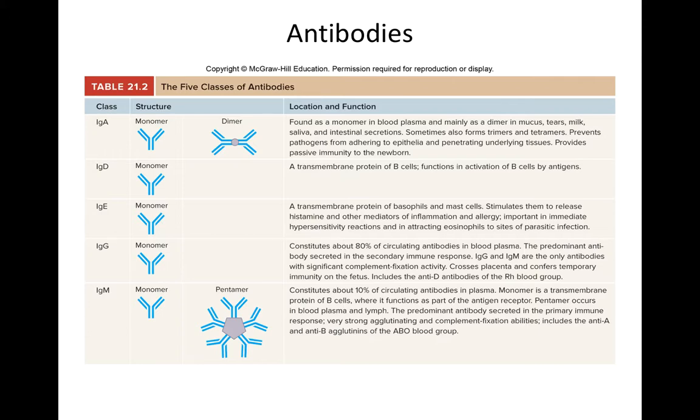IgM is responsible for transfusion reactions within the ABO blood group. So IgG is responsible for reactions within Rh. ABO is going to be related to IgM. So you can see that each one of these is going to have its own kind of thing going on with it, whether it's first, it's second, it's long-term, it's secretory, deals with very specific cells like a B cell or a basophil or a mast cell. All of them are playing their own role.